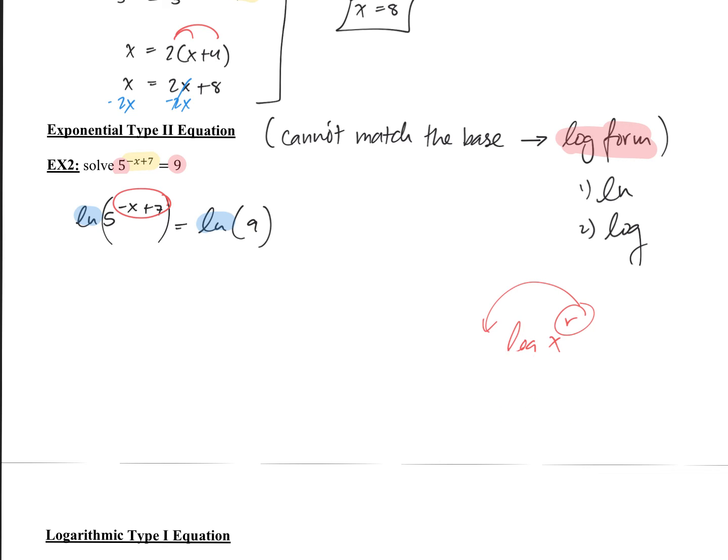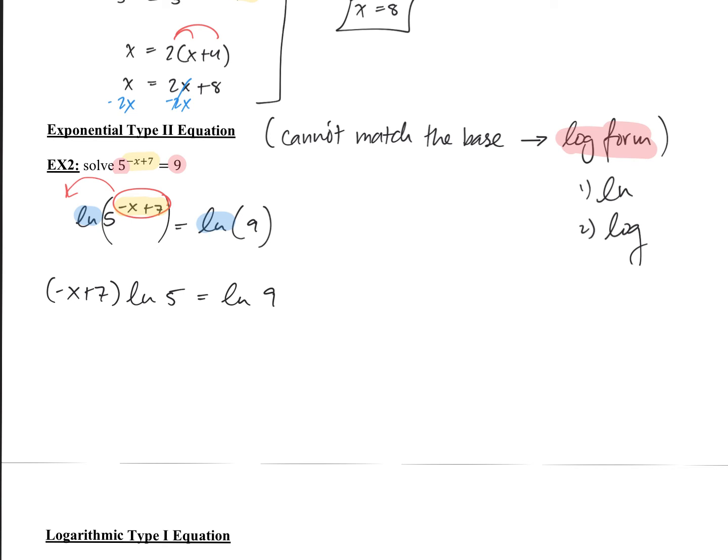A joke I like to use when I talk about these is you can think of your exponent as the apple in the tree. If you're desperate to get at that apple way up at the top, you could always just log the tree down to bring the apple down. Kind of a sad reason, but I think it's a good way for me to remember. So we have negative x plus 7, natural log of 5 equals natural log of 9.